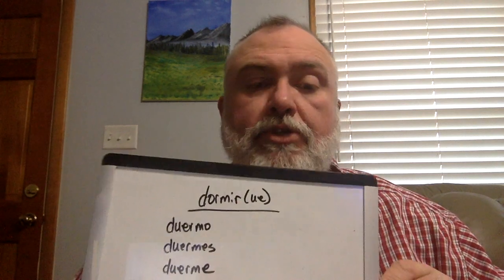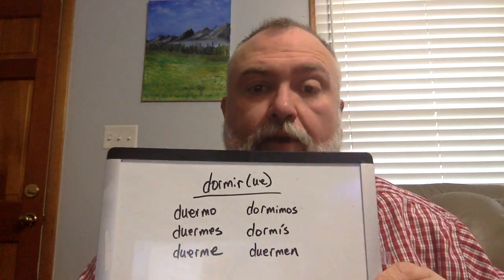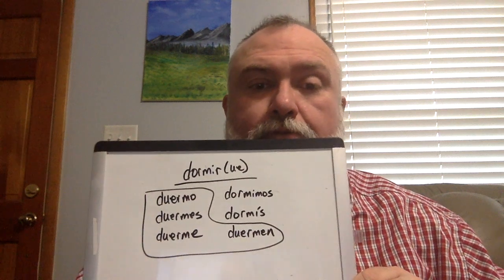In the tú form is duermes. The O changes to UE. The usted form is duerme. The O changes to UE. In nosotros, it doesn't change. It's dormimos. Vosotros doesn't change. It's dormís. See, the O doesn't change. And in ustedes, it changes again. Duermen. Again, notice the pattern. It's the boot. Right? Boot verbs.